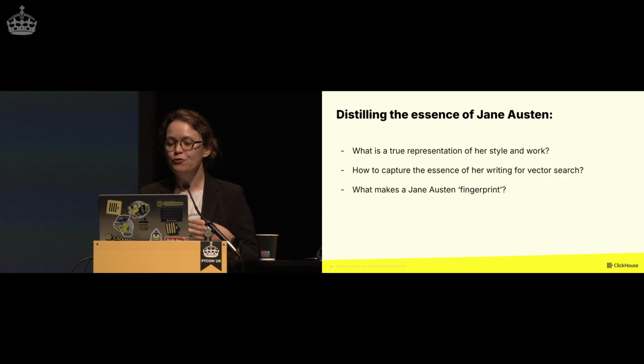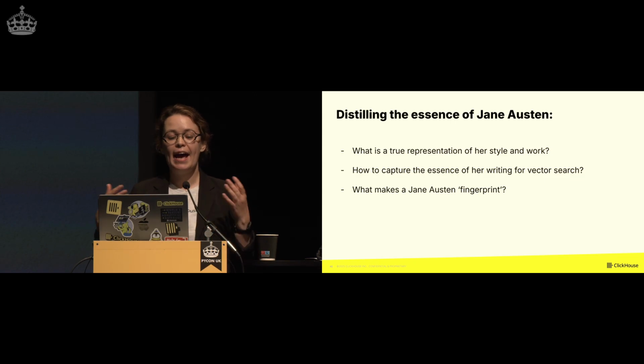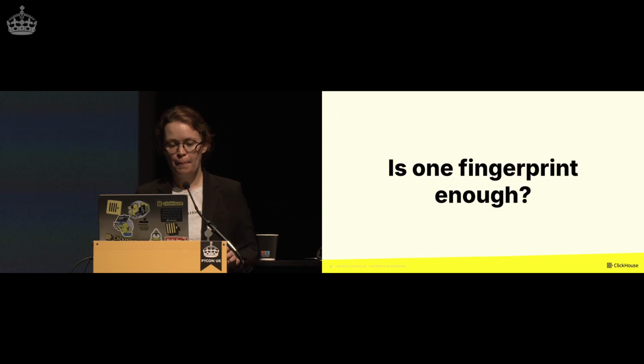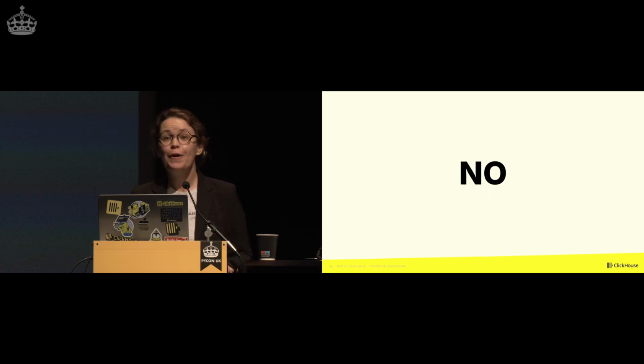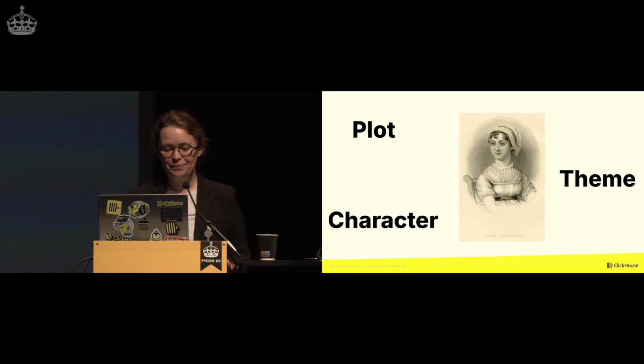What is a true representation of her style and work? How to capture the essence of her writing for vector search? And what makes a true Jane Austen fingerprint? And is one fingerprint enough? So we can make a single fingerprint for one of her books, or even one for all of her books. But is that good enough to find derivatives in other works inspired by her? No, it is definitely not, and this is what I was experimenting with.